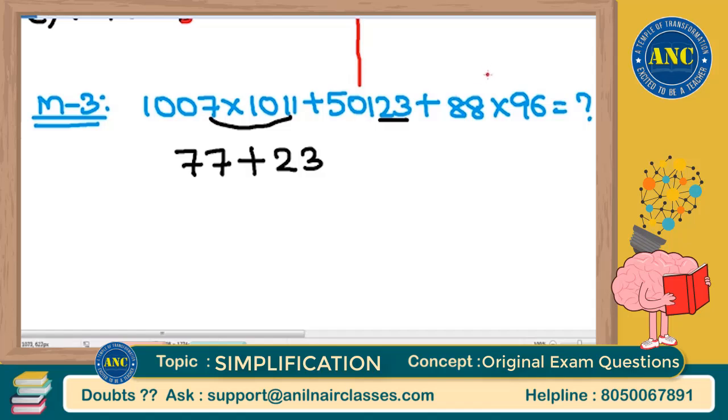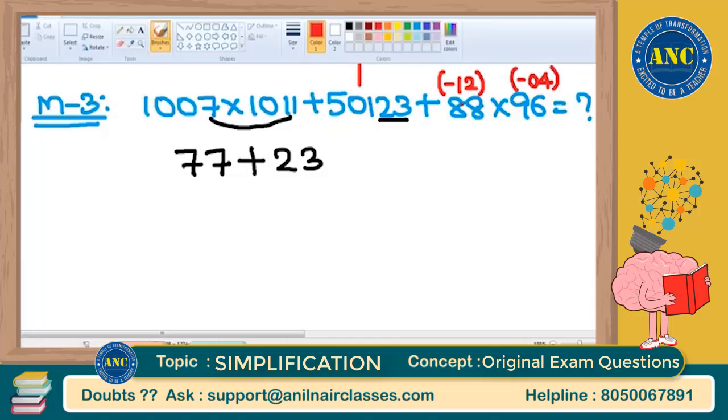Another way of simplifying it is don't multiply 88 and 96, because we are interested in finding the last 2 digits of a number. I told you the concept that last 2 digits is nothing but the remainder when you divide that number by 100. That means 88 divided by 100, negative remainder is minus 12 because it is 88 minus 100. I already taught all these concepts to you. Similarly, 96 minus 100 is minus 4. Negative remainder of 88 is minus 12, negative remainder of 96 is minus 4.